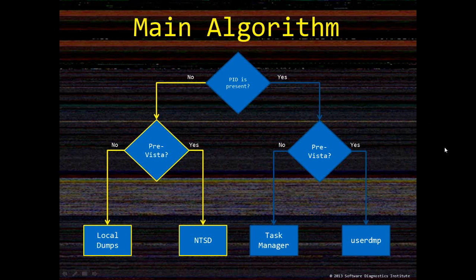Depending on what Windows version we troubleshoot, there are two different reliable methods. If we use old operating systems such as Windows XP or Windows Server 2003, so pre-Vista, then we can use NTSD debugger, setting it to catch crash dumps. And if we use Vista, Windows 7, Windows 8, we can use the so-called local dumps register key to capture full process dumps.